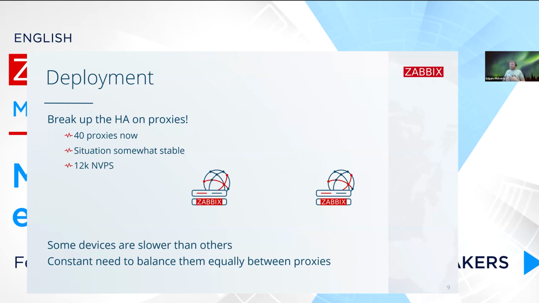And even the proxies that are working kind of fine, the situation is changing. I guess the load on the devices is changing. Some device which was not as busy before and worked faster now became slower. And basically, they had to constantly take care of this, juggle the hosts around the proxies and try to figure out some kind of a solution that works for that moment. So, not great, but at least it works.